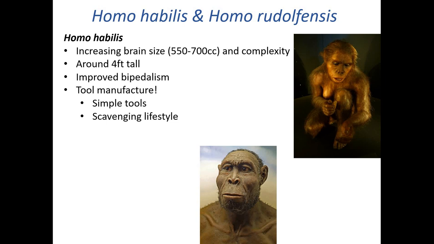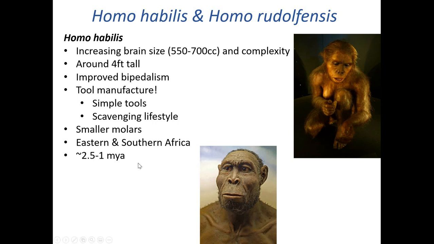Another difference between this species and some of the older species, like the Australopiths, is their smaller molars. Homo habilis was found mostly in eastern and southern Africa, and they existed, according to the fossil record, around 2.5 to 1 million years ago.